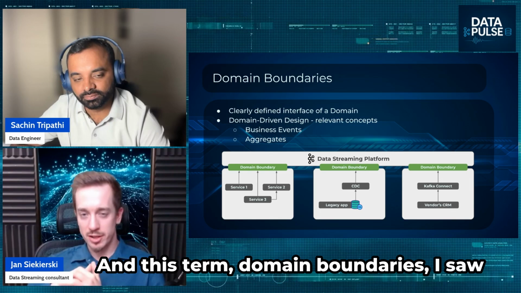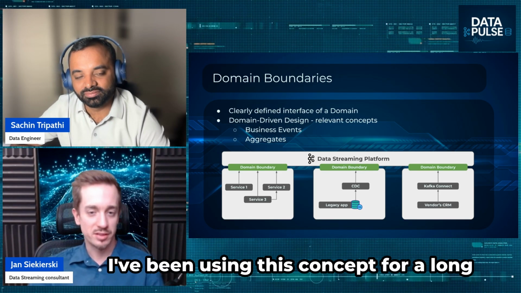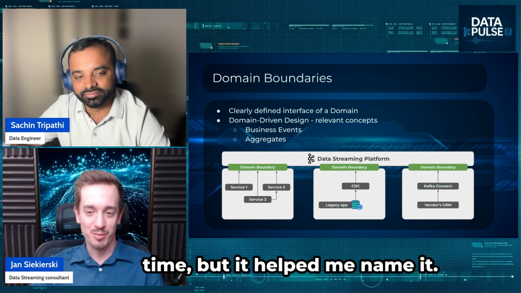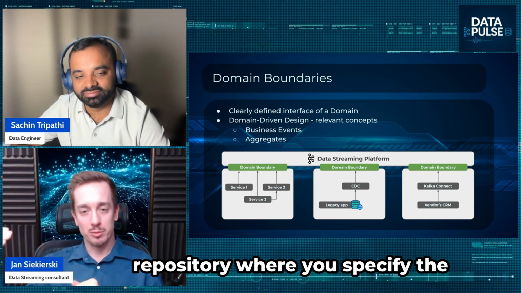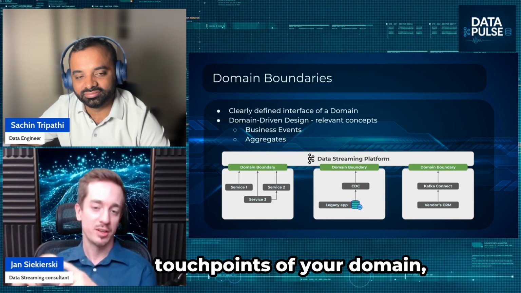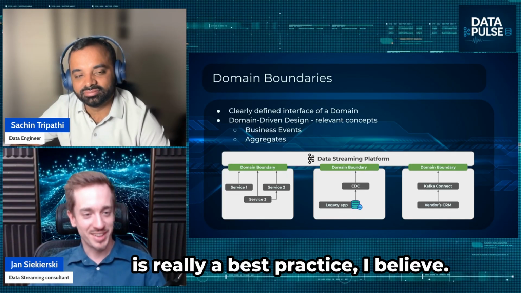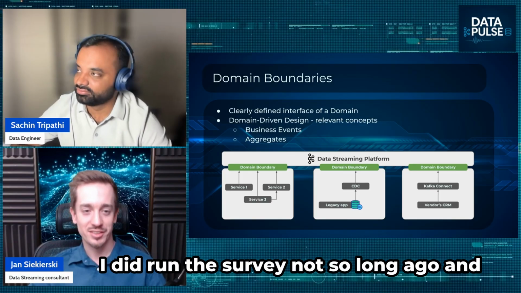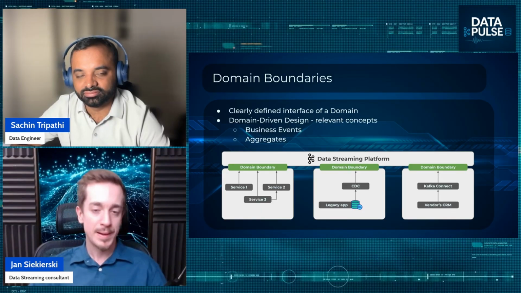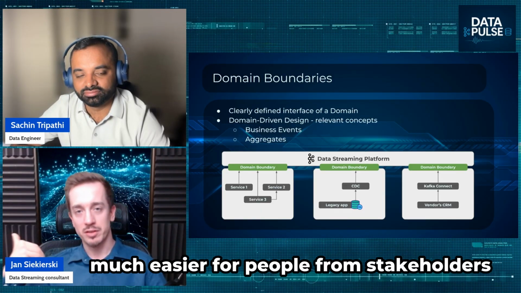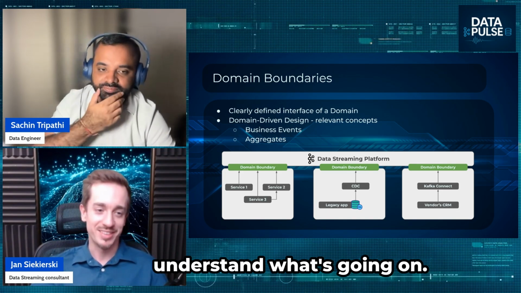And this term, domain boundaries, I saw it, I think, for the first time in Adam Bellemer's work. I've been using this concept for a long time, but it helped me name it. And the idea is that you have a dedicated repository where you specify the touch points of your domain, the interfaces of your domain. And this is really a best practice, I believe. I did run a survey not so long ago, and the dominant response was, yeah, we have a dedicated schema repository. What it does, first of all, it makes it much easier for stakeholders from other bounded contexts to approach your domain and understand what's going on.